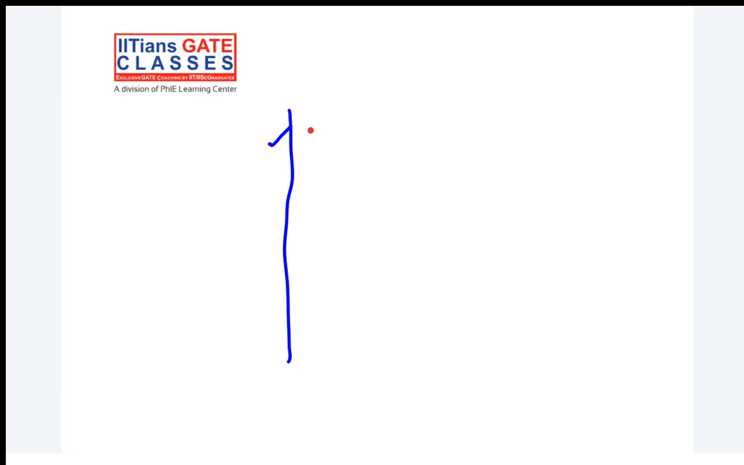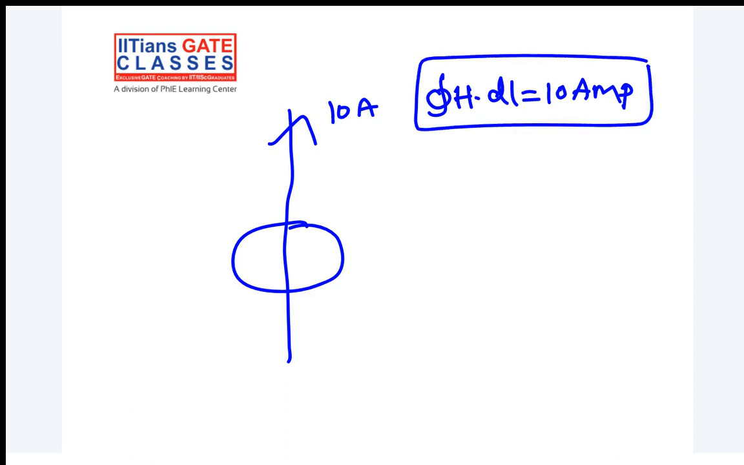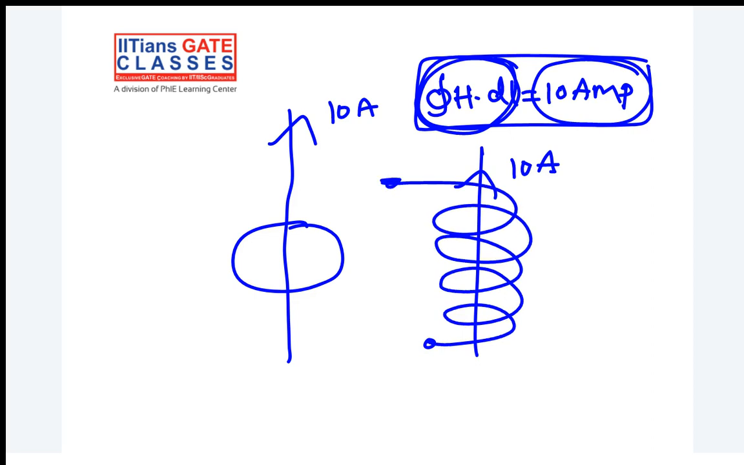See, as per Ampere's law, when you consider a single loop and this is your 10 ampere, the line integral of H dot dl will be straight away 10 ampere. What this means is that you are going to capture a magnetic field corresponding to a current of 10 ampere. Now in the same fashion, the same current carrying wire is enclosed by 4 windings and you are doing the integration from A to B.